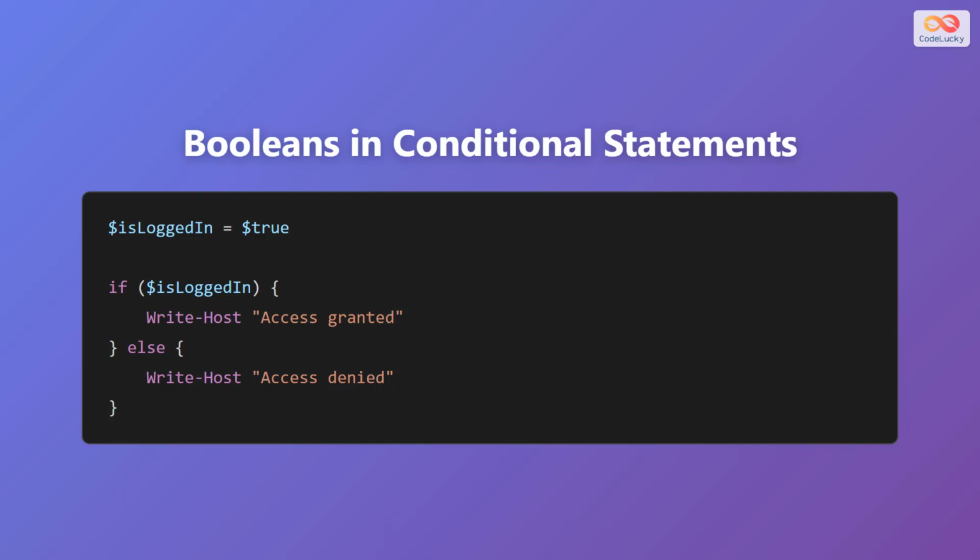Booleans are essential for conditional statements like if and else. In this example, we set $isLoggedIn to $true. Then we use an if statement to check this variable. If the condition is true, PowerShell executes the code inside the first block and writes "Access granted." If the condition is false, it executes the else block and writes "Access denied." This is how Booleans control the flow of your program.